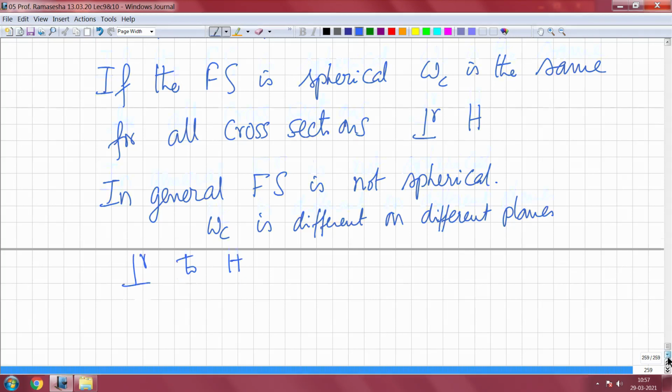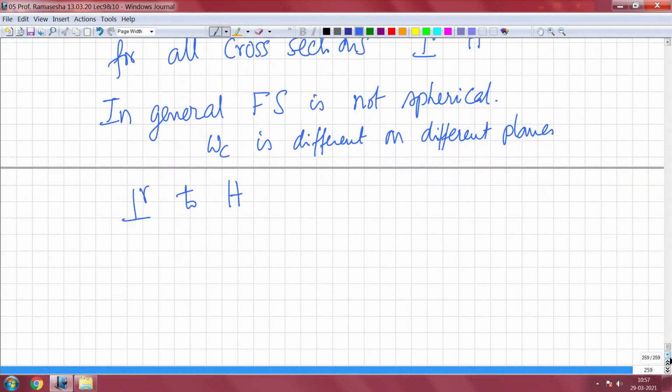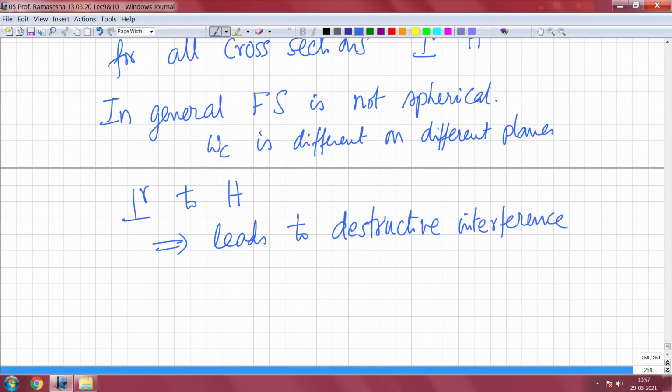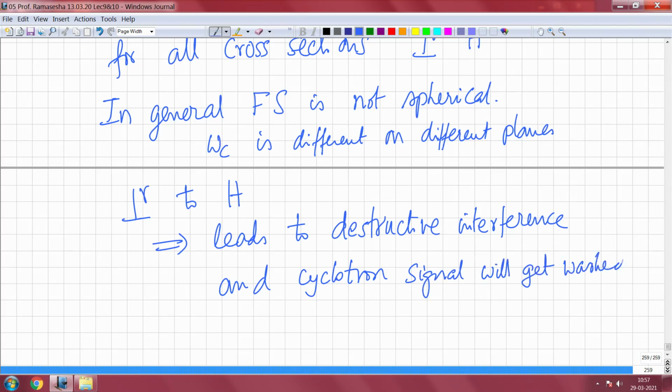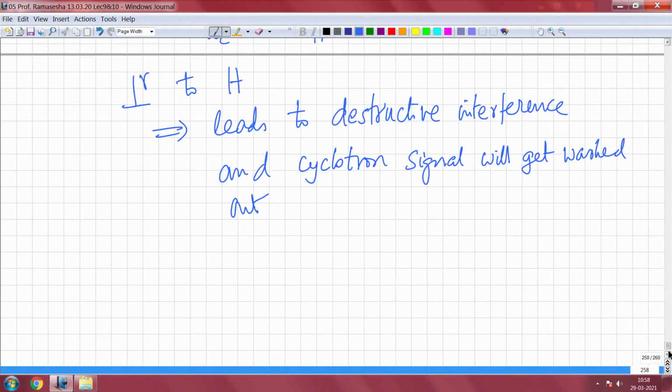So because of this, there is going to be a destructive interference. So this leads to destructive interference and you may not be able to see the signal, and the cyclotron signal may get washed out. It will get cancelled or washed out. But there is a saving grace.